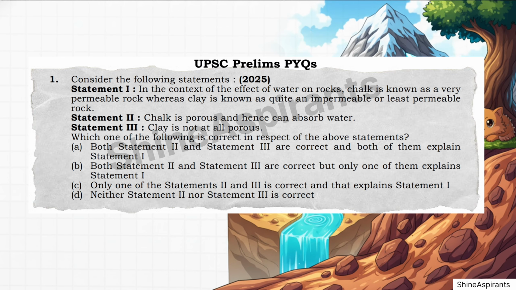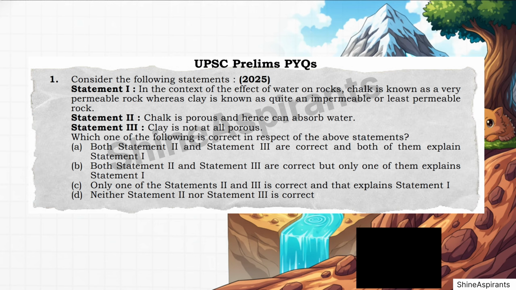Consider the following statements. Statement I, in the context of the effect of water on rocks, chalk is known as a very permeable rock whereas clay is known as quite an impermeable or least permeable rock. Statement 2, chalk is porous and hence can absorb water. Statement 3, clay is not at all porous. Which one of the following is correct? Option A, both 2 and 3 are correct and both explain statement I. Option B, both 2 and 3 are correct but only one explains statement I. Option C, only one of 2 and 3 is correct and that explains statement I. Option D, neither 2 nor 3 is correct. Pause 8 seconds.